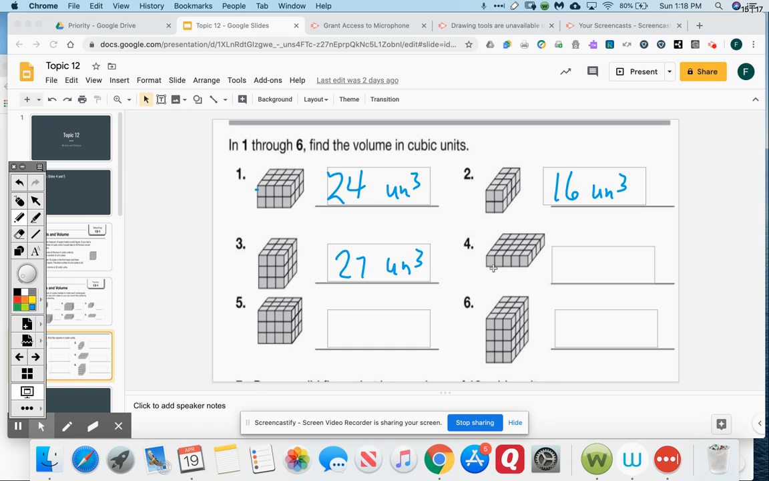On this one, I have 1, 2, 3, 4, 5. I can count by fives, 5, 10, 15, 20. 20 units cubed. 4, 8, 12. And then again, 12 times 1, 2, 3. 12 times 3 is 36 units cubed. And finally here we've got 3, 6, 9, 12. 12 times 1, 2, 3, 4. 12 times 4, 48 units cubed.